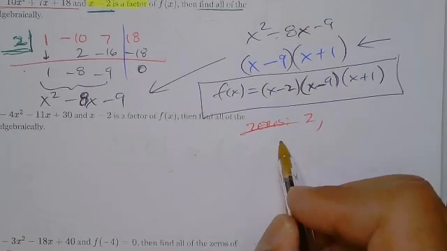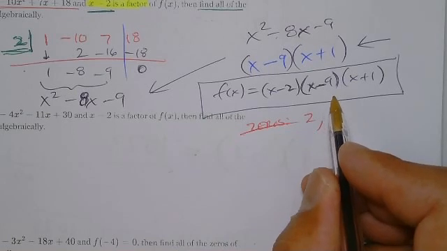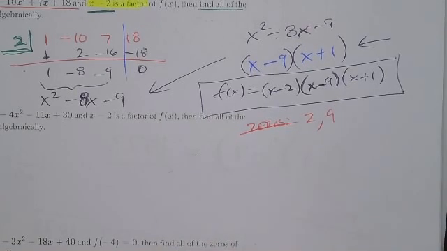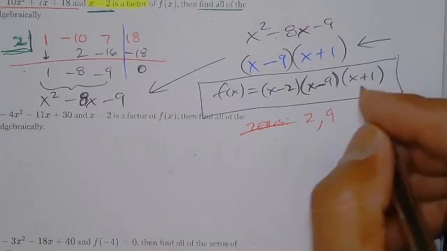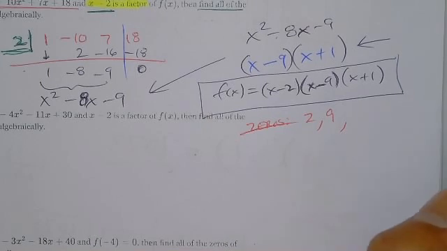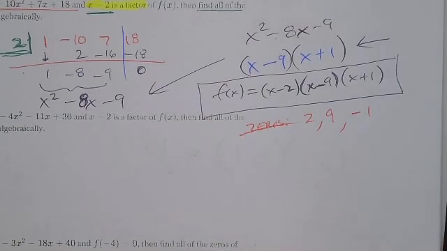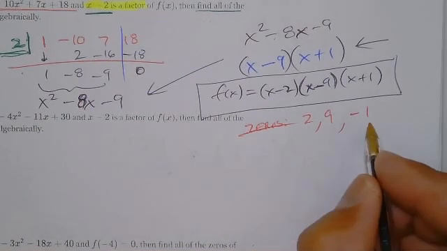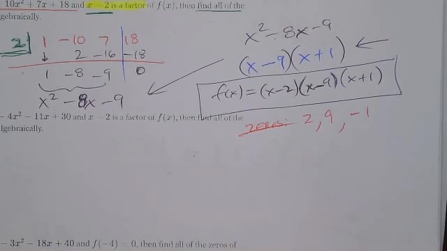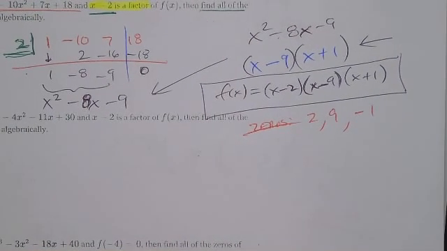Well, for x minus 2, it's going to be a positive 2. For this x minus 9, it's going to be positive 9. And for the x plus 1, it's going to be negative 1. What math is new? Nothing. We've been doing all of this in one form or another, but now it's all coming together, where everything's connecting. These are the answers for the zeros.